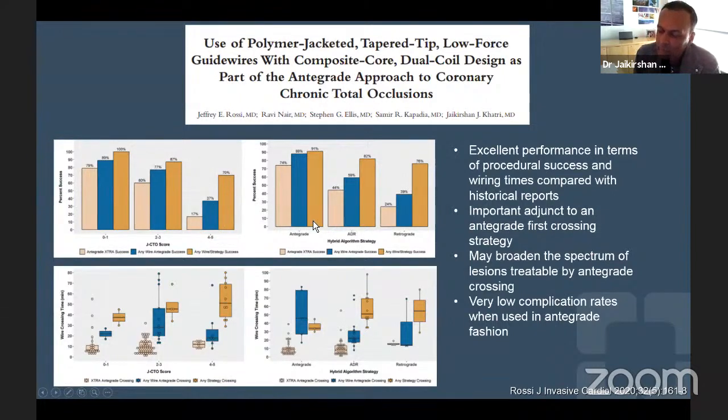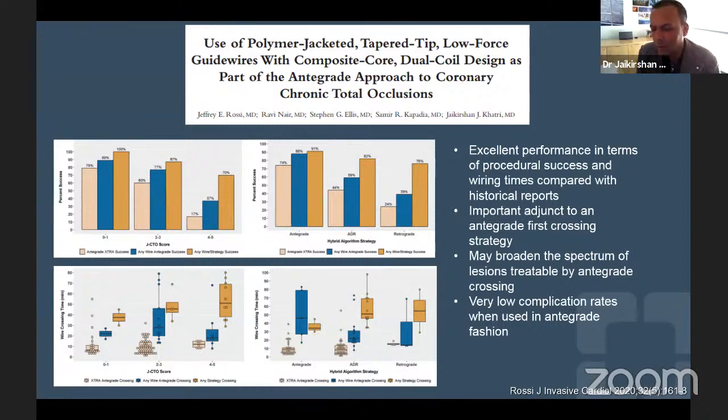And the same can be said when we look at the hybrid algorithm. When the hybrid algorithm tells us to go antegrade, the XTA and XTR are 74% successful, just those two wires alone. Add any additional stiff wire, you can get up to 85%. But as the hybrid algorithm recommends ADR or retrograde, our success rates drop. So that's not surprising. These are useful predictive tools, and we can use them to determine the best way to attack a lesion.